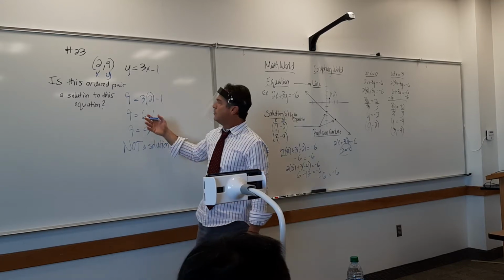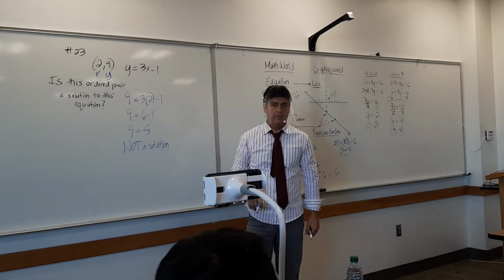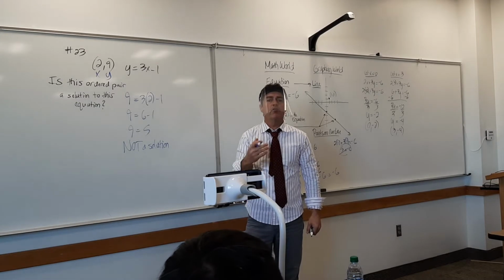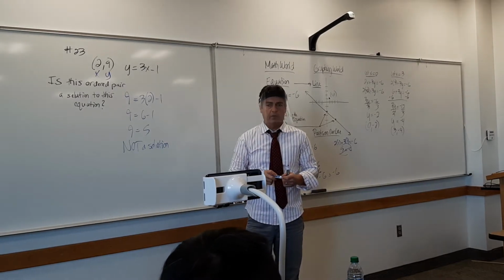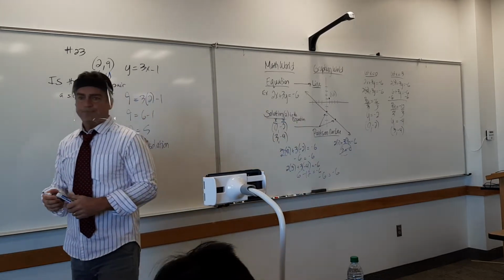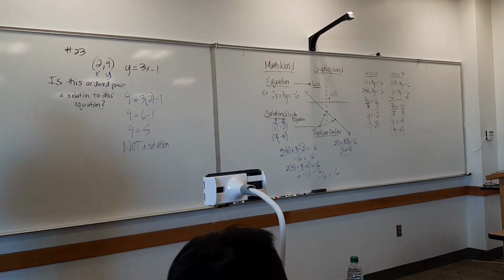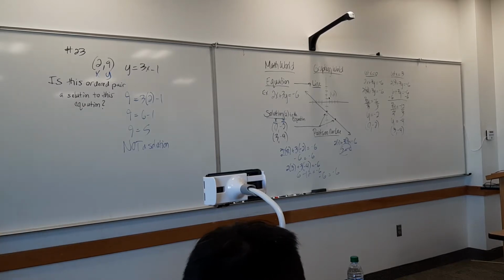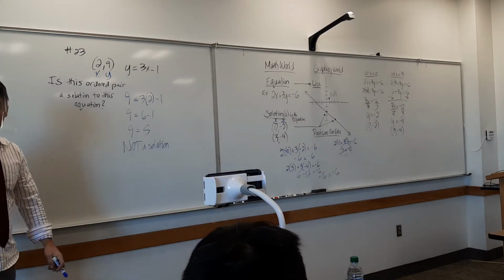But I also want you to understand, if we did graph this, go ahead and graph it. Y equals 3x minus 1. Do it right now, okay? Just take a minute and graph it. Okay? Use the plug and chug method. Graph y equals 3x minus 1.